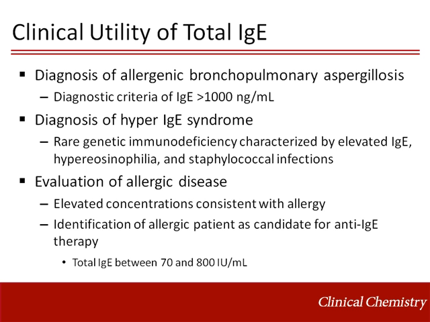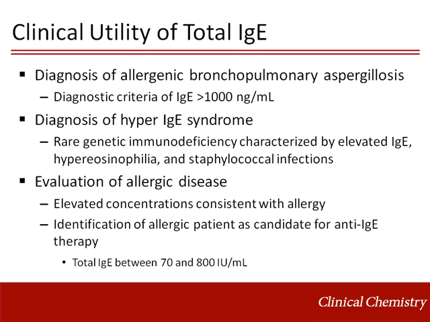Lastly, total IgE also plays a role in the evaluation of suspected allergic disease. Although increased concentrations of total IgE are consistent with an allergic response, it is important to note that significant allergy can occur in patients with normal total IgE concentrations. In addition, total IgE concentrations are useful in patients who are already diagnosed with allergic disease to identify candidates for anti-IgE therapy and to establish the proper dosing.